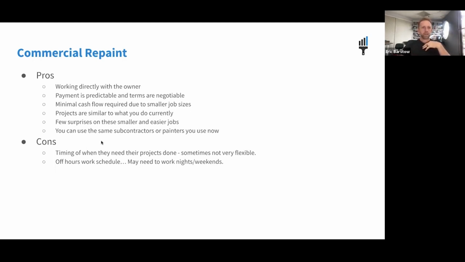The downside to commercial repaints is timing of their projects. Sometimes the timing isn't very flexible. They might be working on deadlines or something like that. And then sometimes you need off hours work schedules, so you may need to work nights or weekends. But this is the segment where you might paint, we've done some of these and they've worked out really well. We did one right across the street here, a $75,000 job, where we made $35,000 in profit on it.